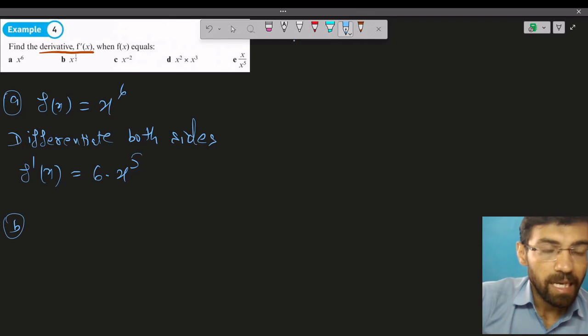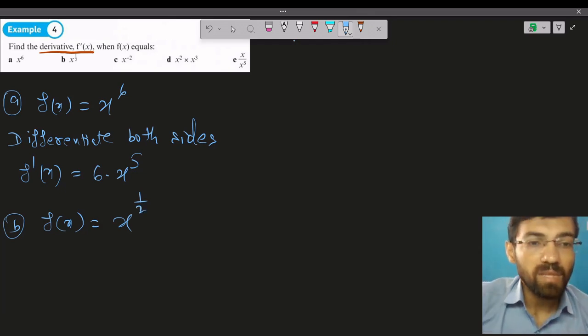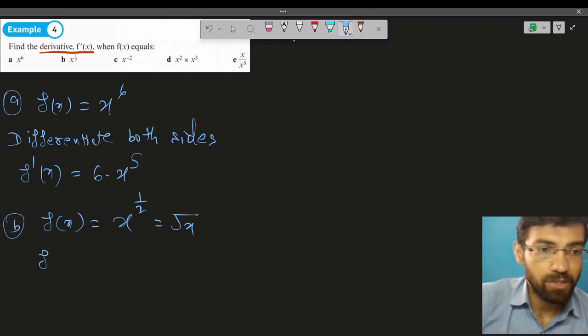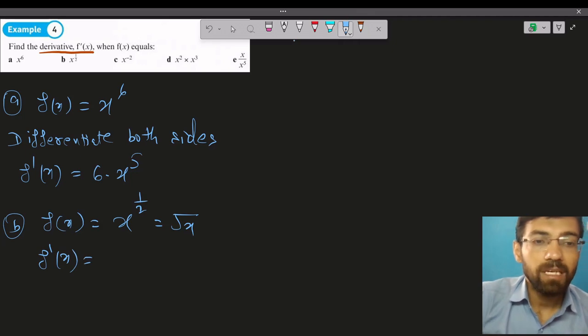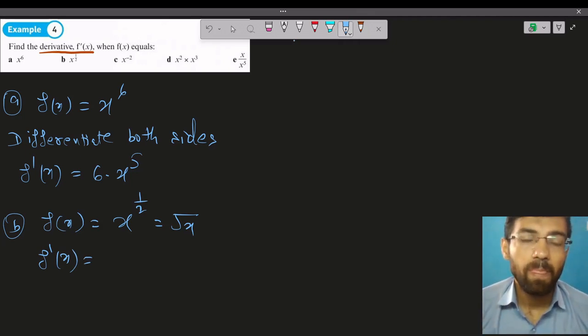Let's do part B. In part B, our f of x is x raised to 1 by 2. And simply what we know, x raised to 1 by 2 is nothing but root x. We know root x is written as x raised to half. Let us differentiate. Differentiation of f of x will be f dash x, and x raised to half, is it in the form of x raised to n? Yes, the power is a constant.